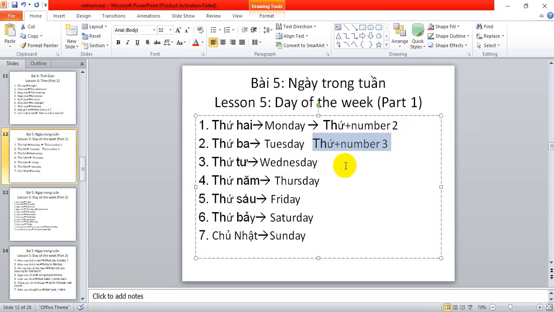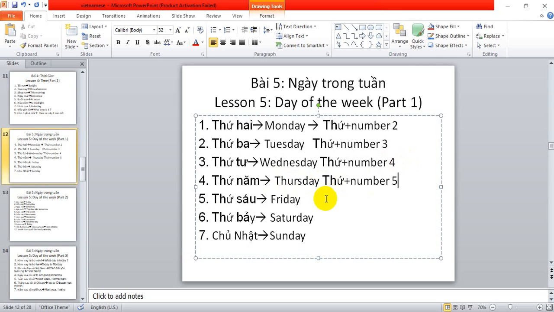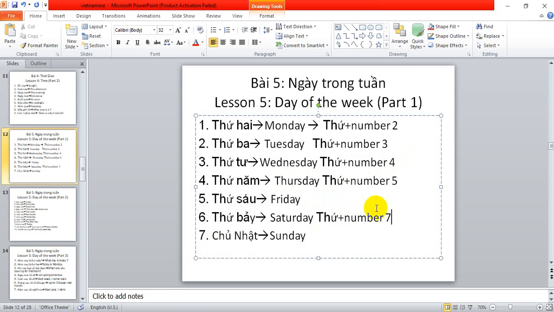Just use this structure. Thứ năm is the same thing, and Friday will be number 6, up to number 7 for Saturday. Only Sunday is the exception. You cannot say thứ 8, no, never. Just say Sunday, chủ nhật. Chủ nhật is Sunday.